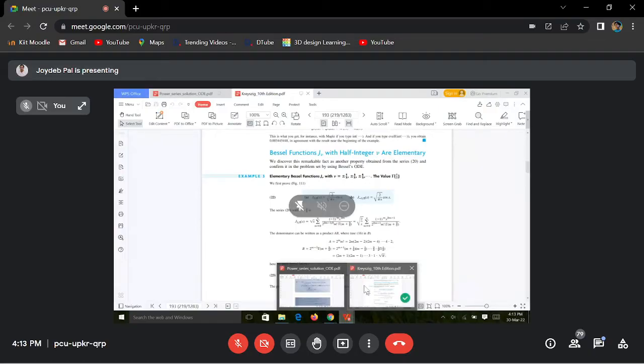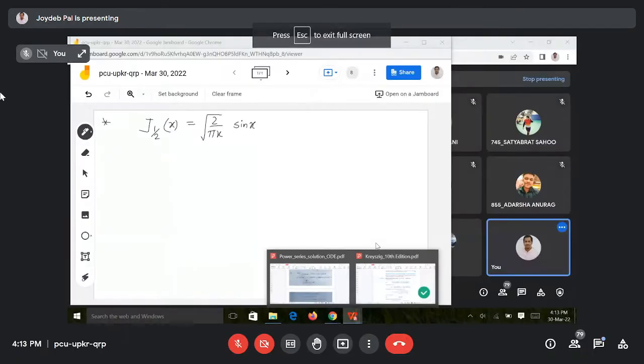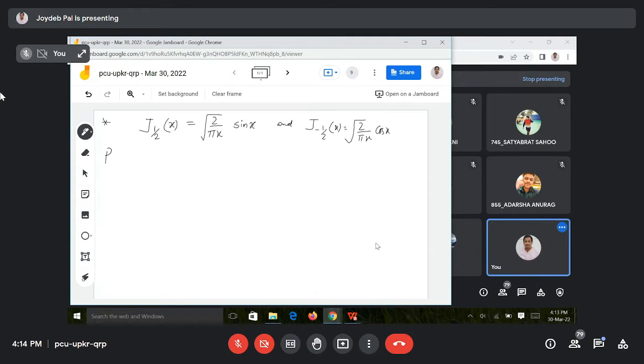J of minus half x is root under 2 by pi x cos x. That's all. So let us see the proof.